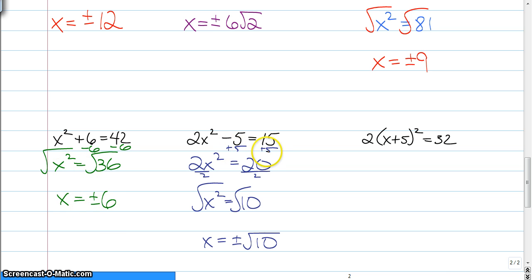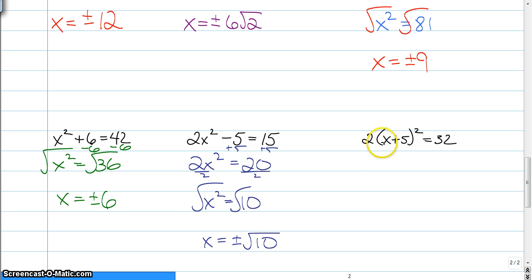This guy, you had to add 5 to both sides first. Then you had to divide both sides by 2. It's just like solving for x, except you're just solving for x squared. Square root both sides. 10 cannot be simplified, so you just leave it as x is equal to plus or minus the square root of 10. So this one I said leave for me.